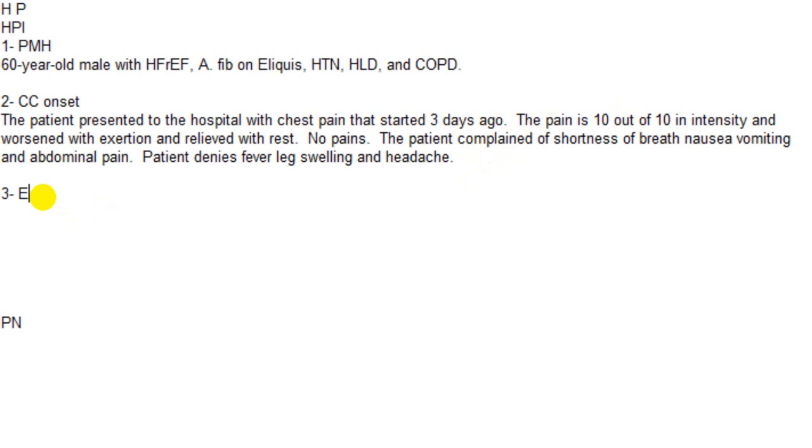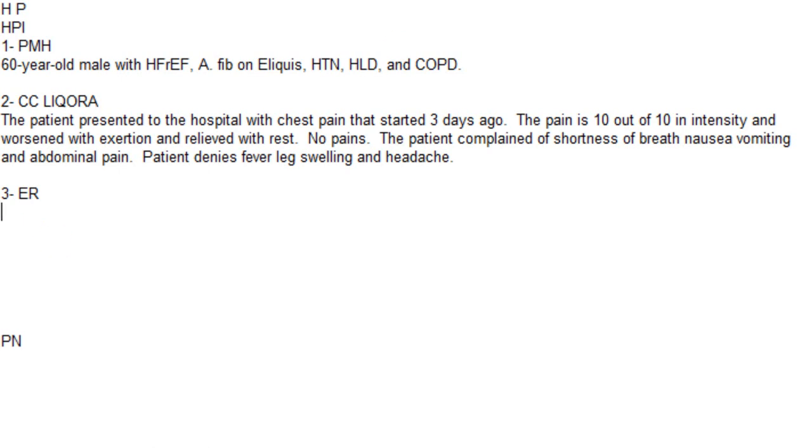The third part is what happened in the ER. This second part, the chief complaint, I call it LICORA, which means location, intensity, quality, onset, radiation, aggravating and relieving factors. It's these things. The third part is what happened in the ER, what labs are available right now, and what the ER physician gave the patient. That's what we try to do.